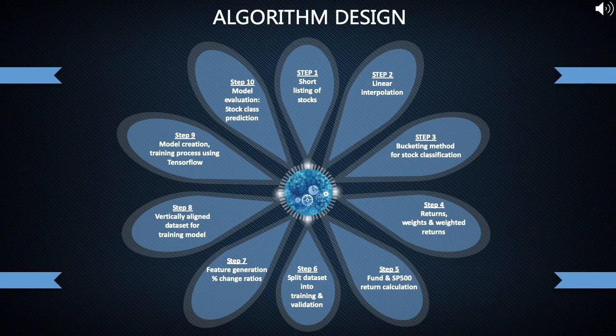Now let's talk about algorithm design. Step 1 is cleaning the data. Out of 504 stocks, we filter out 197 because of insufficient data and only 308 stocks are retained. In step 2, we use the linear interpolation method to fill empty data points. This is the best way to interpolate null values for any time series data.